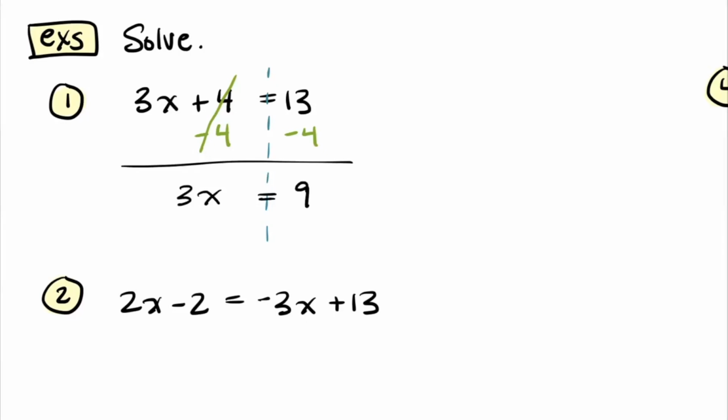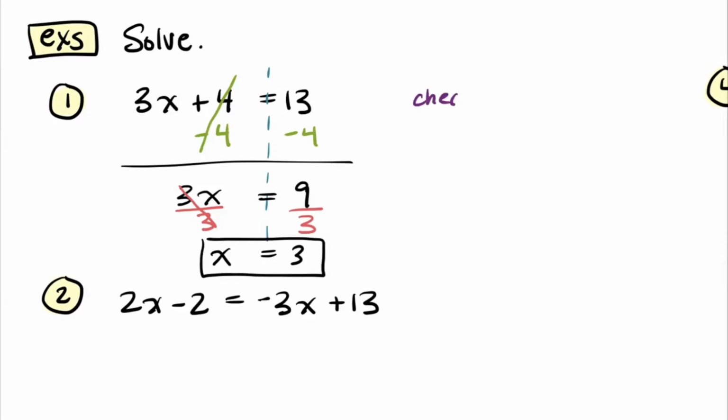And then to fully solve this, we want to undo the 3 times on the left side. So the opposite of times 3 is divide by 3. Divided by 3. And so we end up with 1x on the left, or just x equals, and then 9 divided by 3 is 3. So here's our solution to that equation.